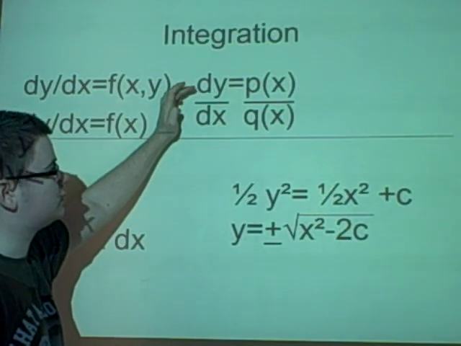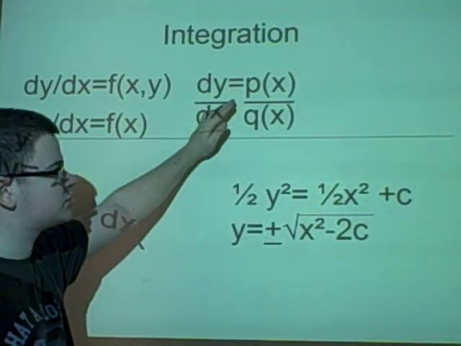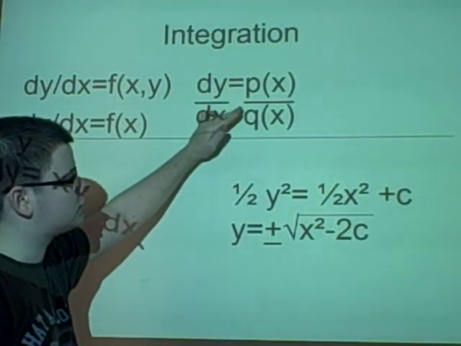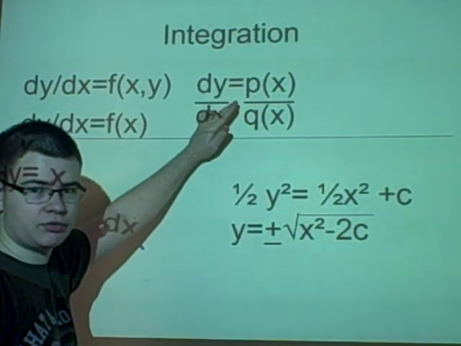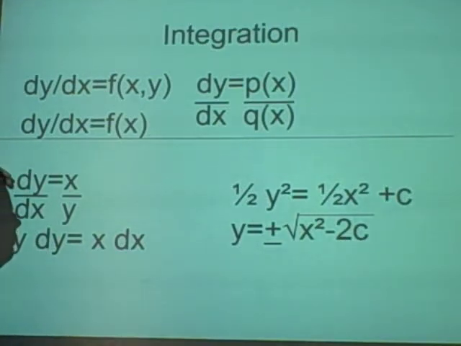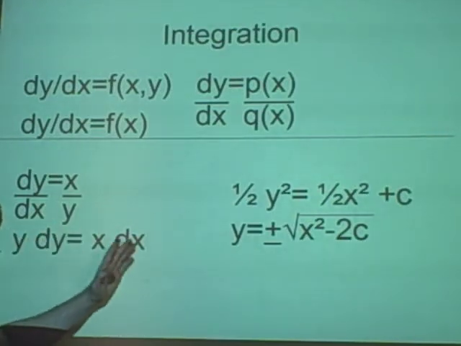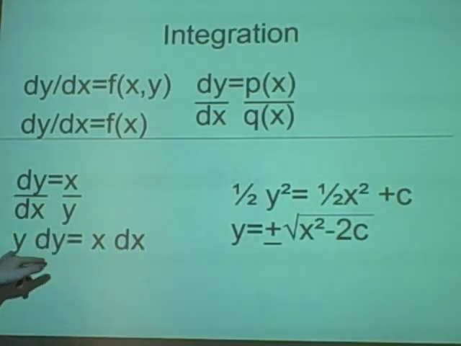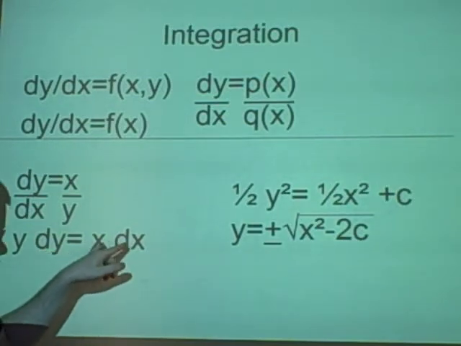So we split it up so that dy over dx equals p of x over q of x. Now p of x and q of x are different functions. So let's say we have dy over dx equals x over y. Now we can split it up so that p of x equals x and q of x equals y. Then we move it around to get all the x's on one side and all the y's on the other. So we have y dy equals x dx.